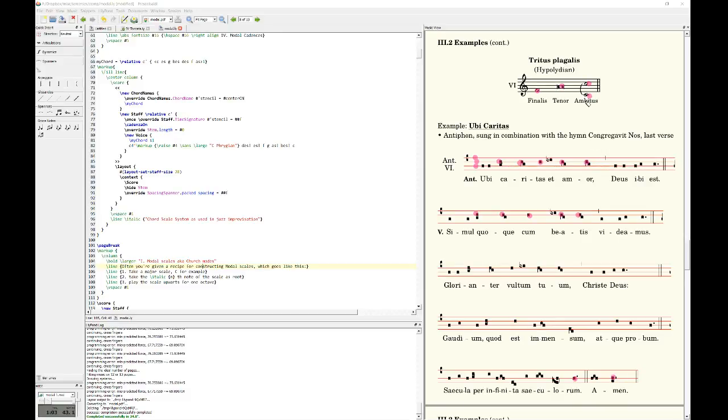Okay, and the ambitus should be between C and C, so the highest note should be around C. Let's see, I think the highest note is even just a B flat. And the lowest note should be this one. That's a C. So our ambitus is actually B flat to C, well within range. Therefore, a typical Hypo-Lydian piece.